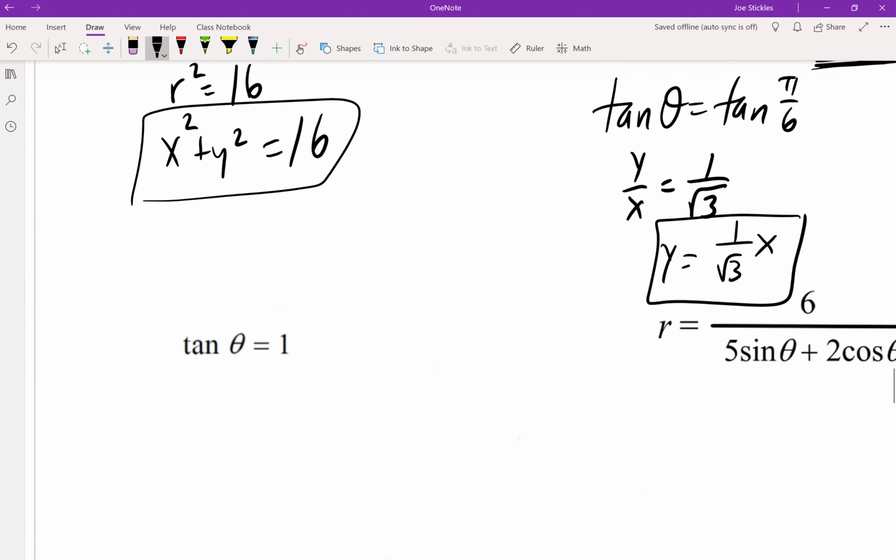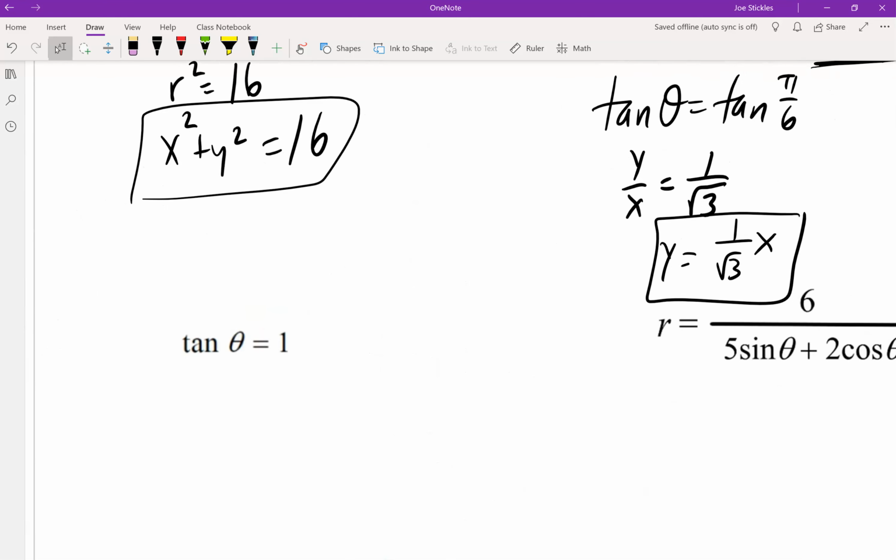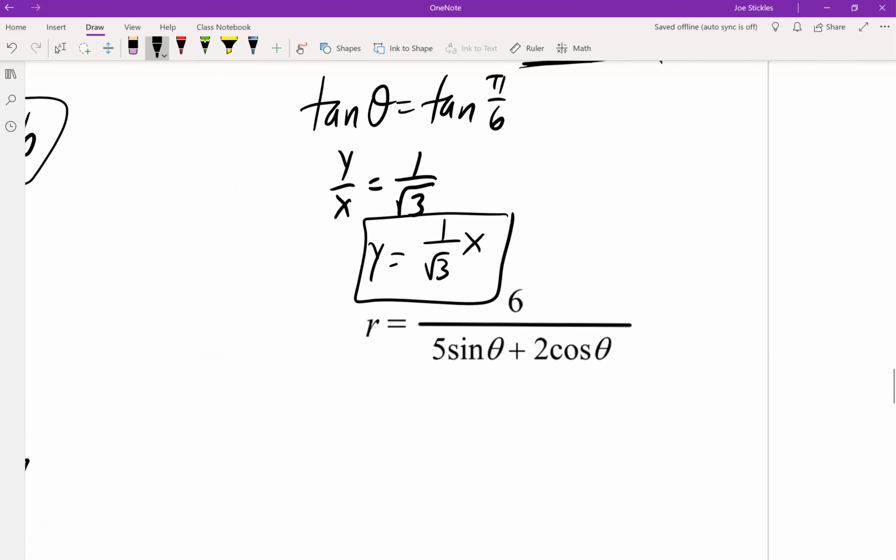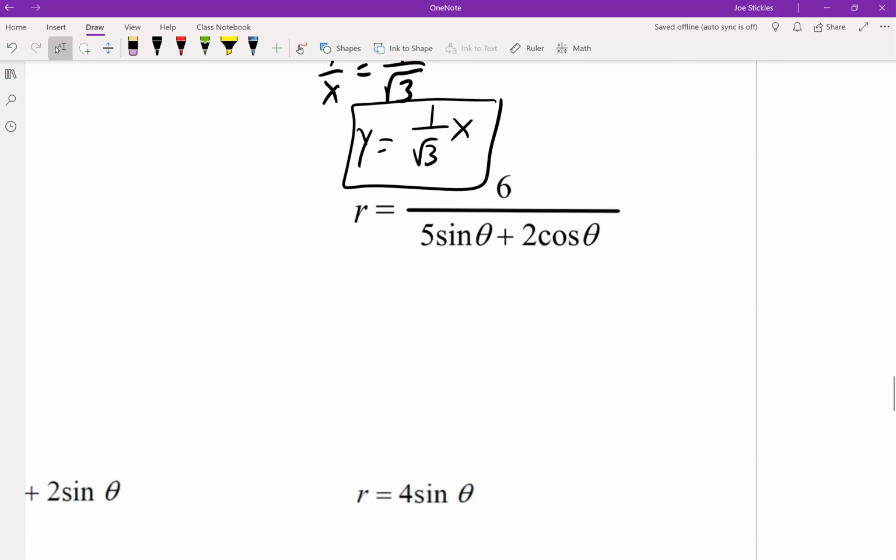All right. Well, this one's even more straightforward. This one says tangent of theta equals 1. It already gave us tangent of theta. Well, we just said in the last problem that tangent of theta is y over x, so I can plug that in immediately and get y equals x. So that one was pretty straightforward. Do the next one here. This one's not bad. It looks worse than it is. Okay.